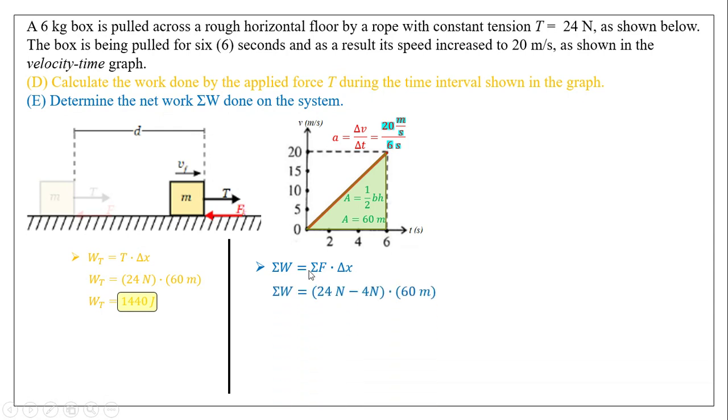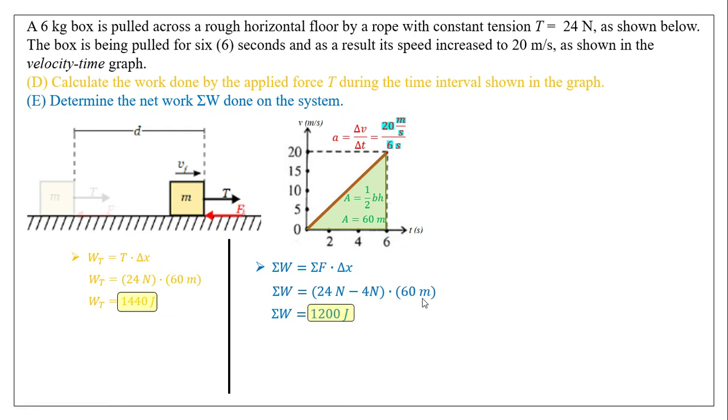However, I'm just going to say net work is equal to net force times displacement. Well, net force in this case would just be 24 newtons, which is T, minus 4, which is Fk. Once again, T is 24, Fk we calculated, which is 4. So I want to subtract those two because they're opposing. So here in parentheses, I have 24 minus 4 times displacement, once again, 60. 24 minus 4 is 20, and then 20 times 60 is 1,200 joules.